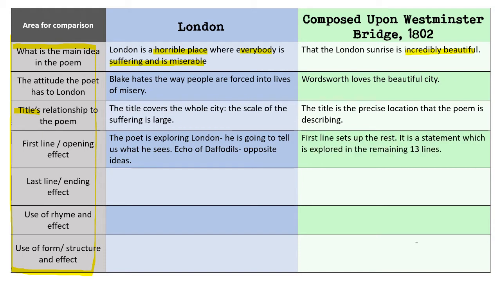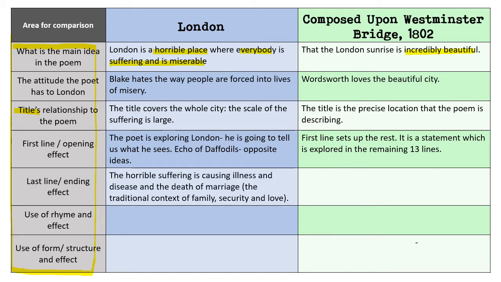Westminster Bridge, the first line sets up the rest. It's a statement that the rest of the poem explores in the remaining 13 lines. So it's very much like, here's a start, and the rest of it just proves that that first line is true. The last line of London by Blake builds towards the climax of the horrible suffering that's happening in the city.